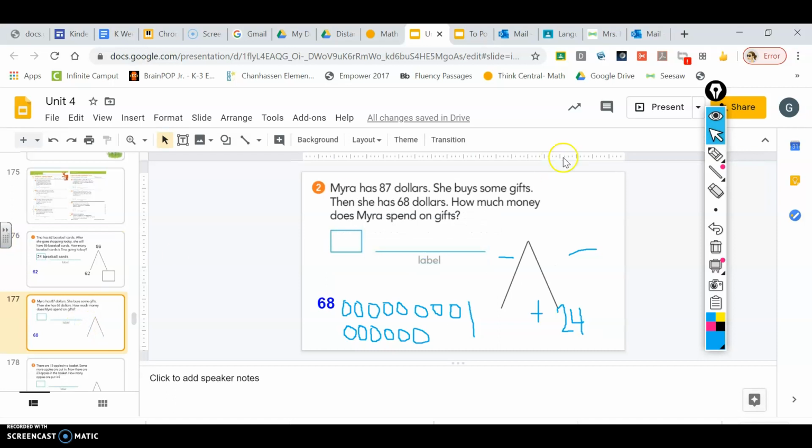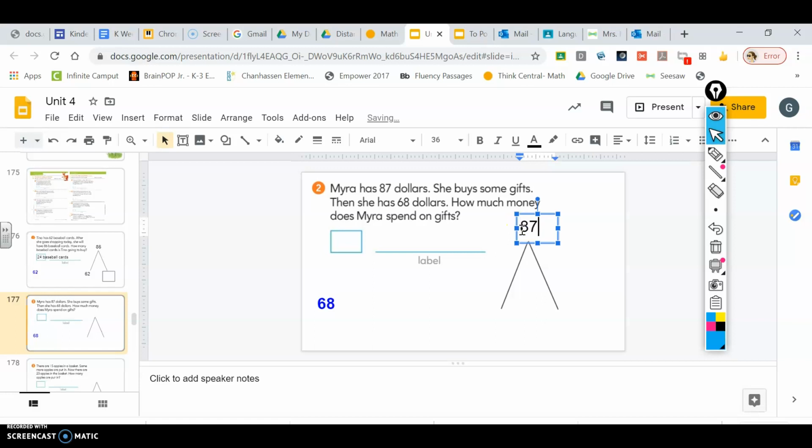We're going to do another one together here though. Okay, so we have Mira has $87. She buys some gifts. Then she has $68. So she starts with $87. She buys some gifts for people. Now she has $68. How much money does Mira spend on gifts?